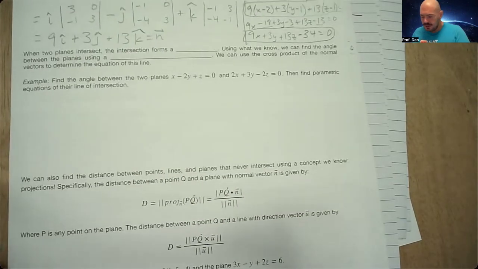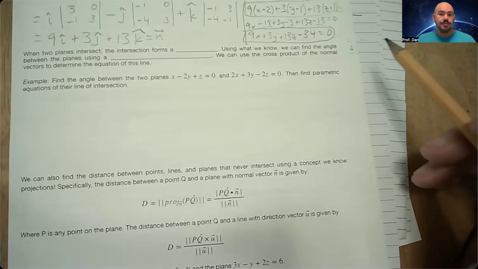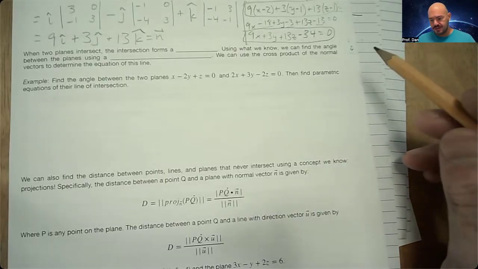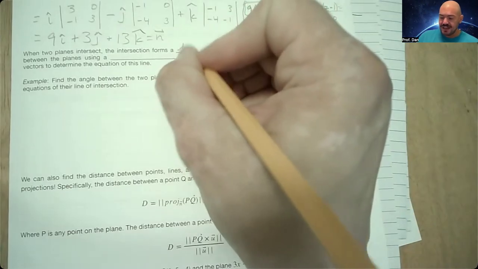All right, getting back to section 11.5. Now we're going to look at some applications that involve fluency with these equations that we learned about in the last video. So to start off with, let's talk about what happens when two planes intersect. When two planes intersect, the intersection forms a line.